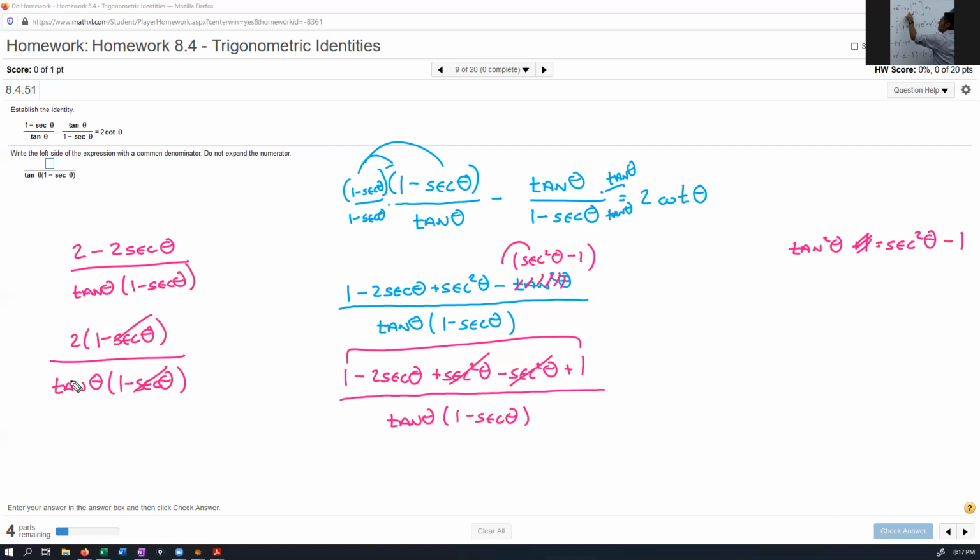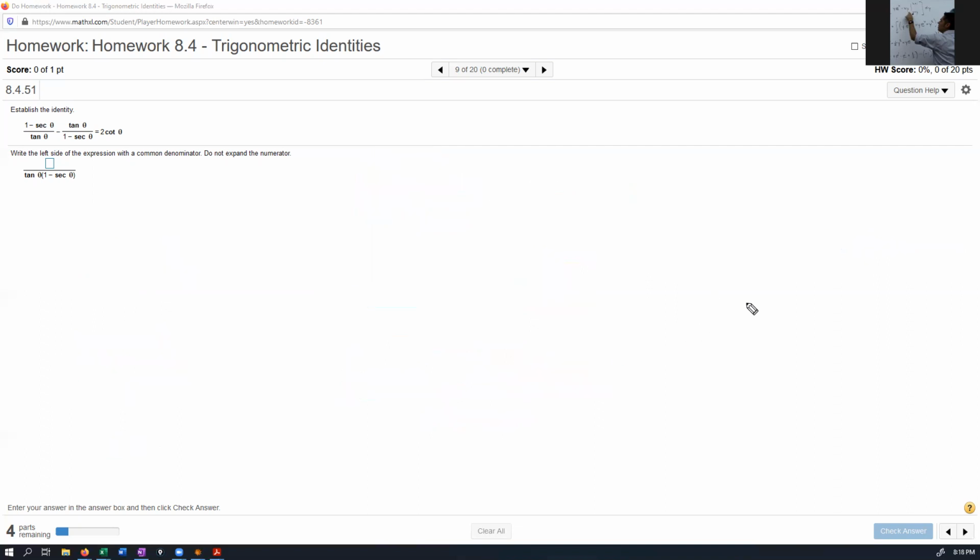You get 2 over tangent theta, but anytime tangent's in the bottom, you can bring it to the top as cotangent. So just, yeah, that's it, 2 cotangent theta. That's the right-hand side. So that was a little more involved. And I'm only halfway.